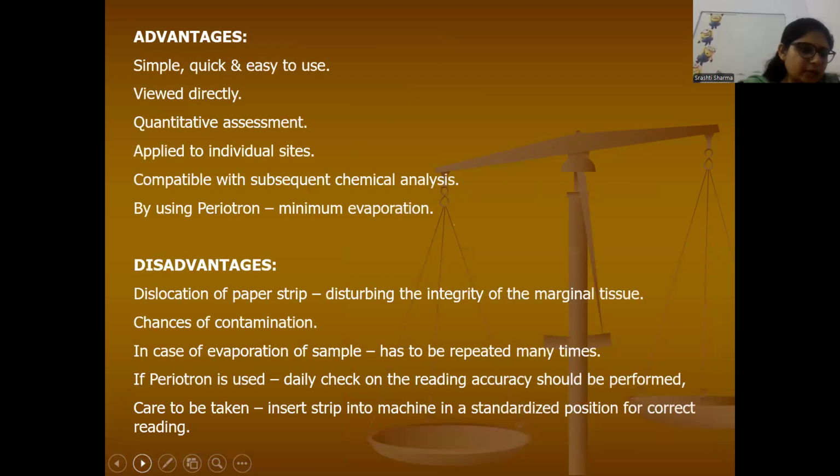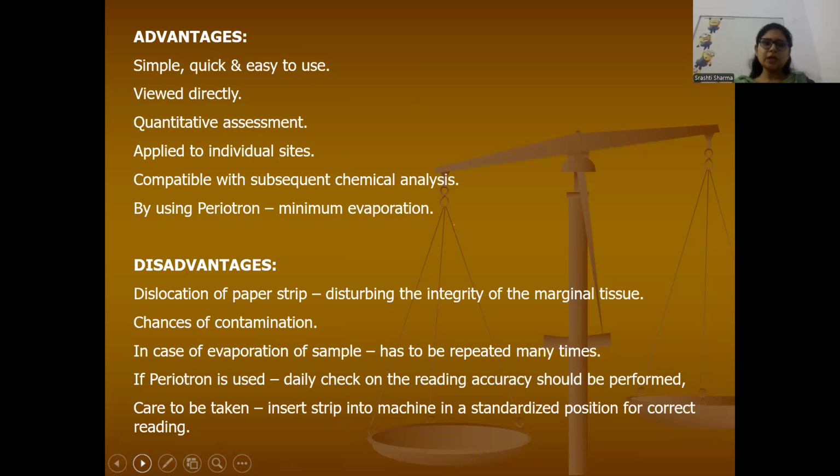So now what were the advantages? Simple, quick, and easy to use. View directly. Quantitative assessment applied to individual sites. Compatible with subsequent chemical analysis. And by using Periotron, minimum evaporation would have happened.